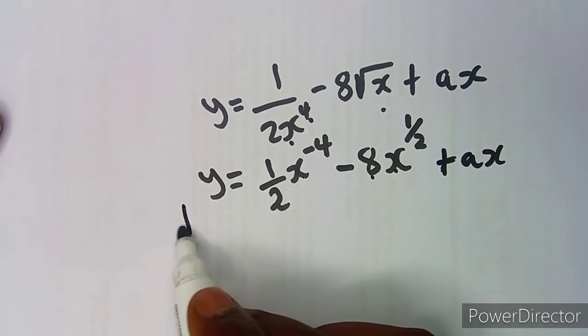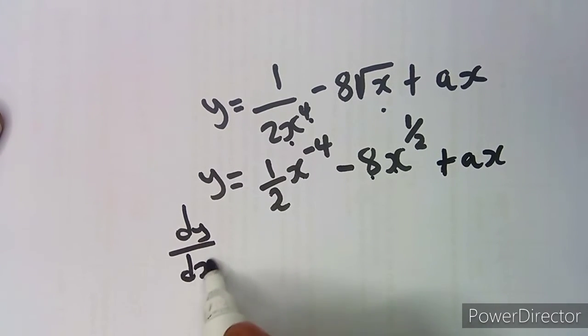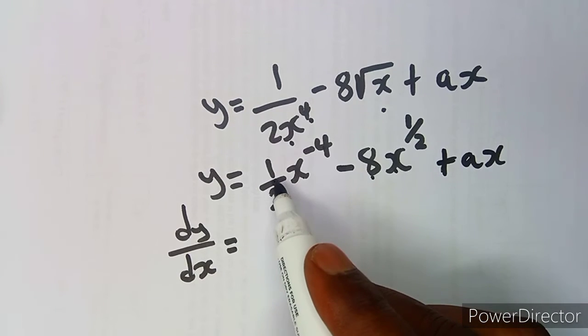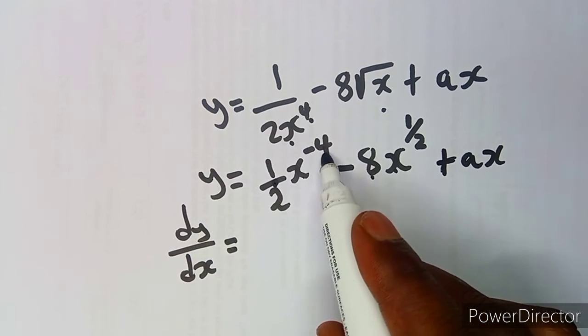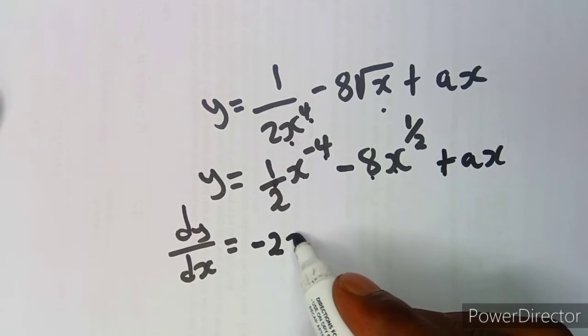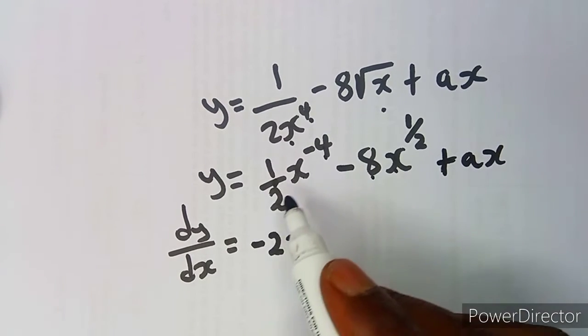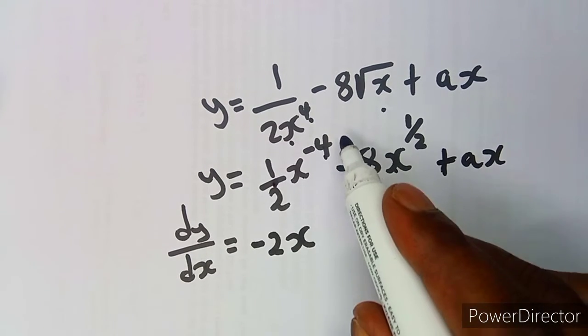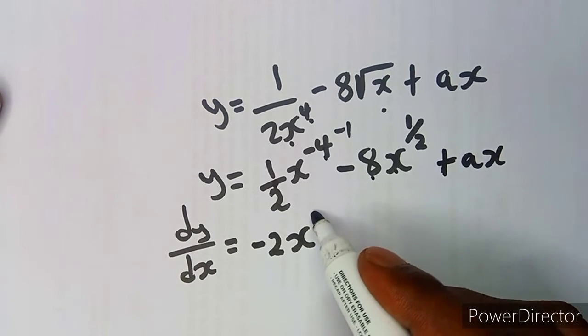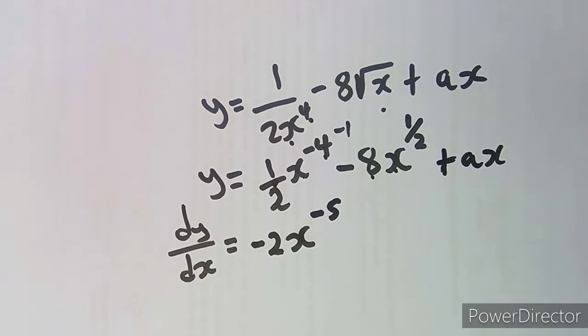Now let's differentiate. We know that from our dy/dx we are going to drop this exponent to multiply this number, so it's a half times minus 4. From your calculator you are going to obtain minus 2 x to the exponent. Remember, when you multiply these two, you subtract 1. So from your calculator, minus 4 minus 1 is going to give us minus 5.